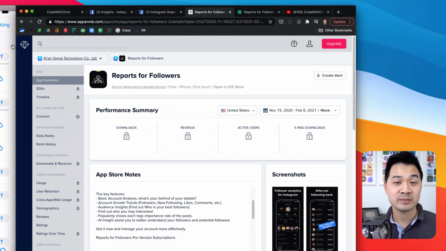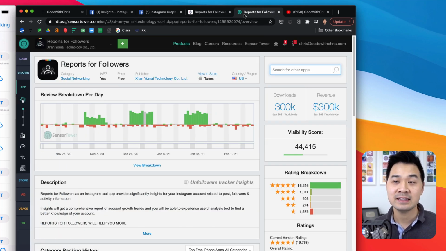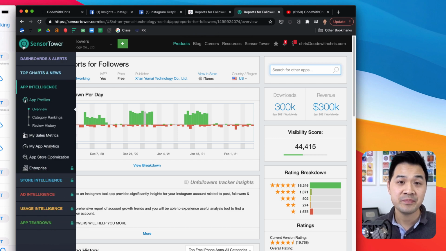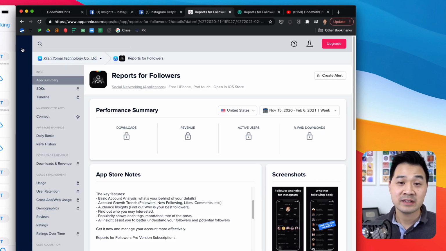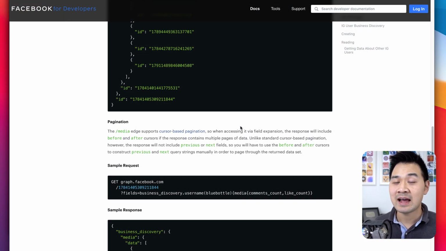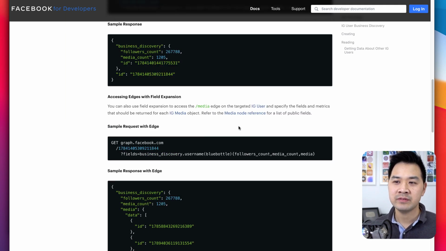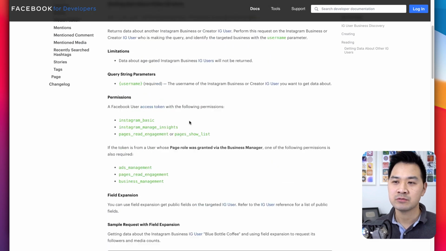Next, we used some tools like Sensor Tower and App Annie to take a look at these apps and how they're doing. And we found out that these sort of apps get a lot of downloads and people are willing to spend money on them. And that is encouraging. So knowing all of that, we decided to push forward, especially because we felt like we could get this app done relatively quickly.